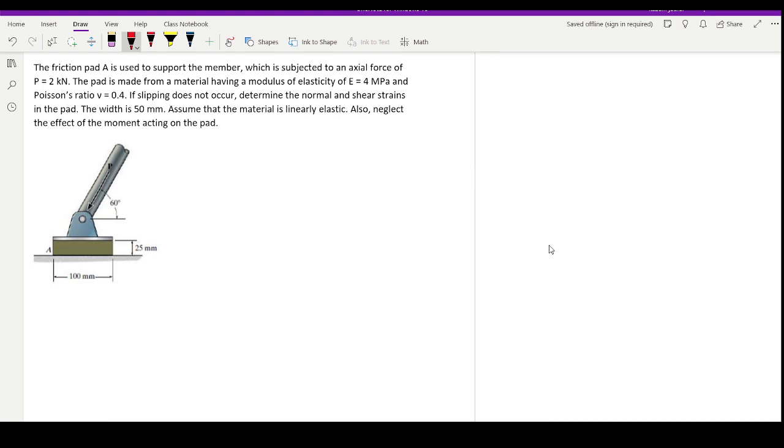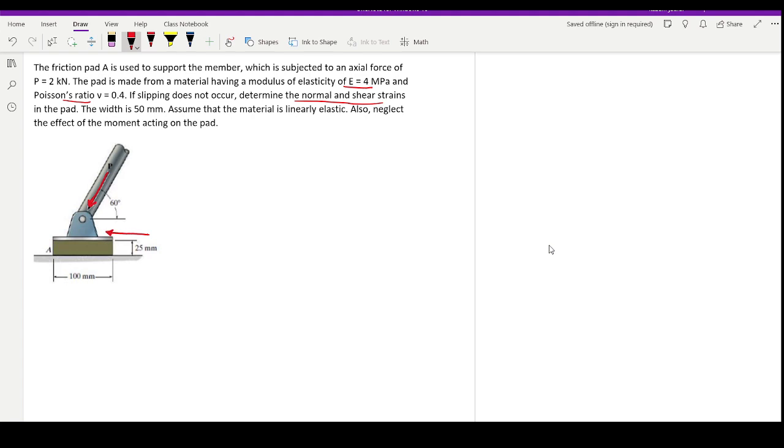That is under 2 kilonewton axial force, its elasticity and Poisson's ratio are given. We are supposed to find normal and shear strains. So this force, because it's inclined, it's going to have two components.